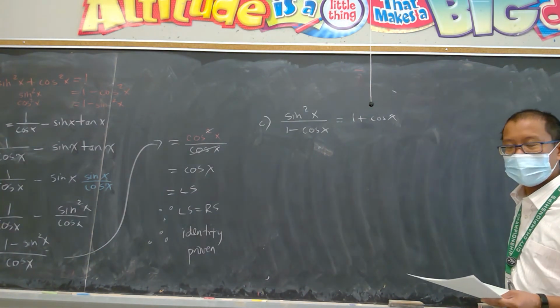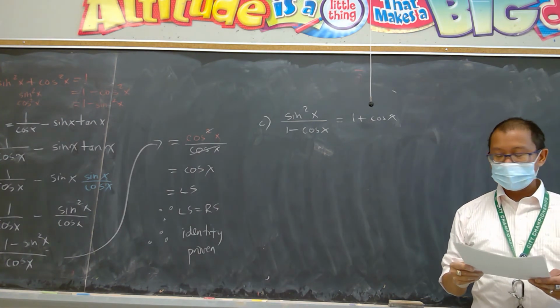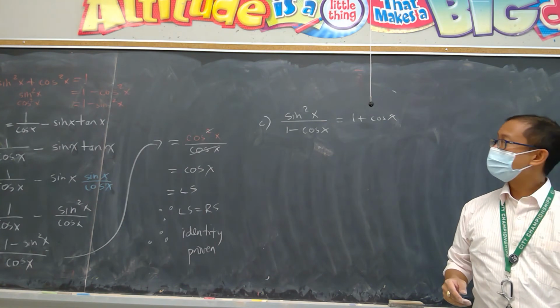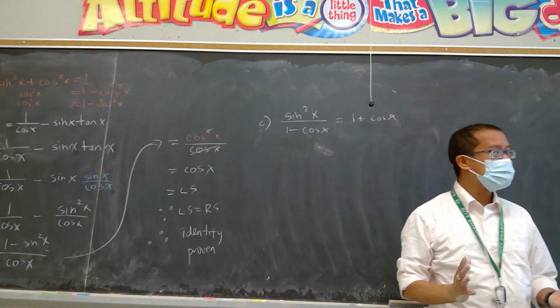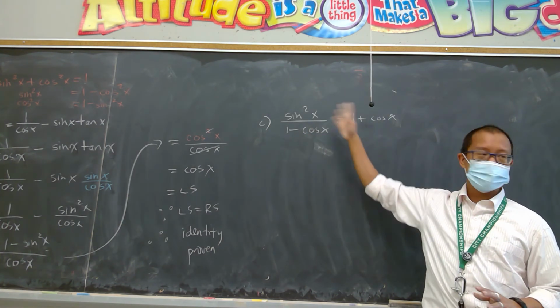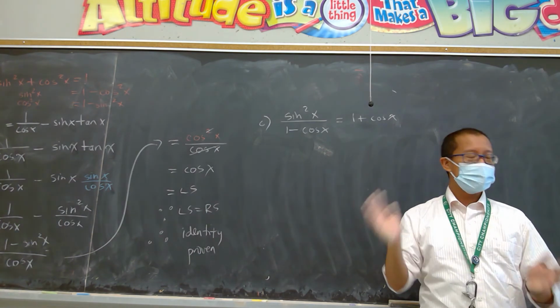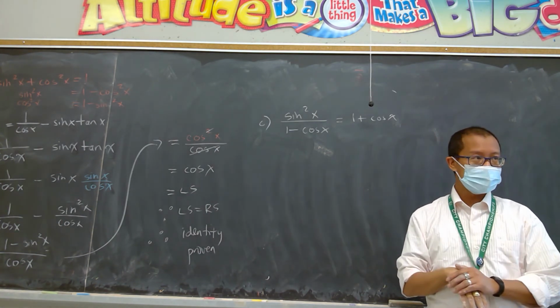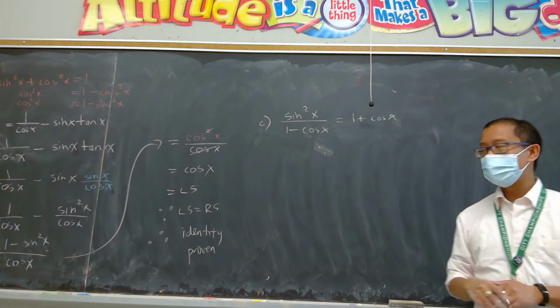Hopefully I copied that down correctly. We have sine squared x over 1 minus cos x equals 1 plus cos x. And again, one more time, ladies and gentlemen, we're not manipulating, like moving this over to the other side, we're not rearranging, right? You have to choose one side and try to make one side look like the other. Okay? So I think most of you will choose the left-hand side.